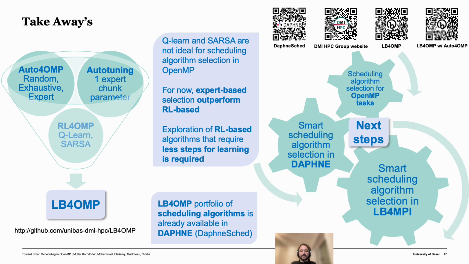Now, something we are working on also is developing selection for scheduling of tasks in OpenMP. We are also developing these automated selection methods for Daphne, as I just mentioned. And finally, we have an almost done work for a library for scheduling in MPI that will also include automated selection methods.